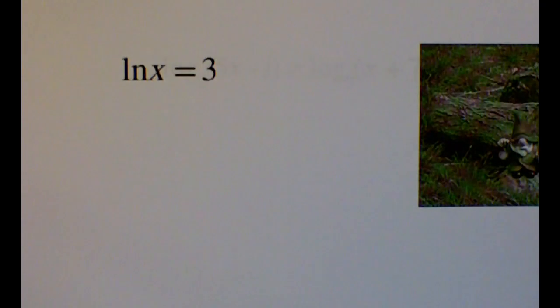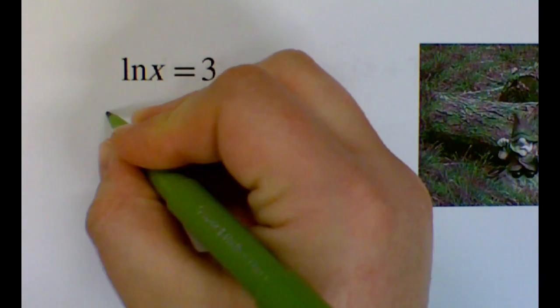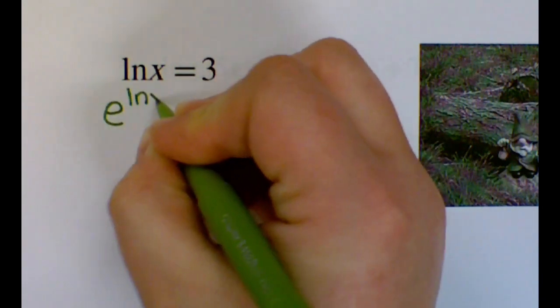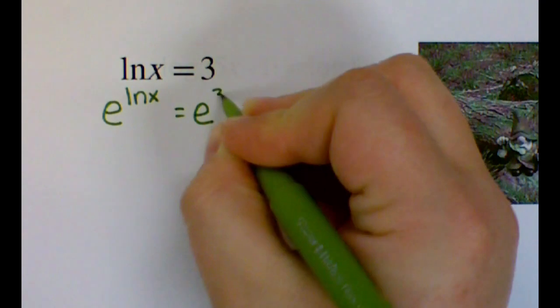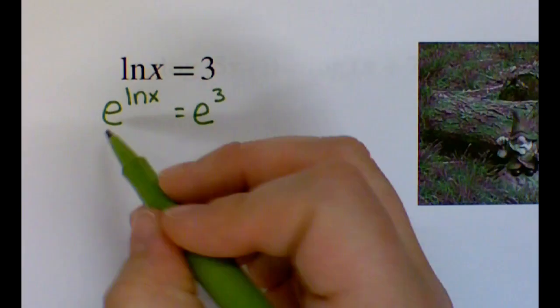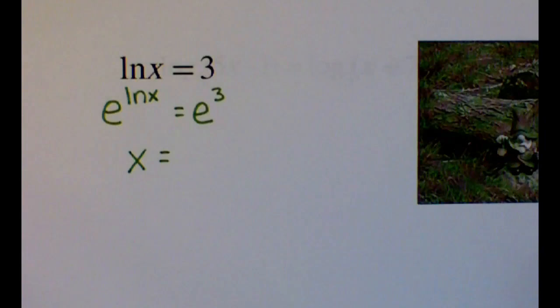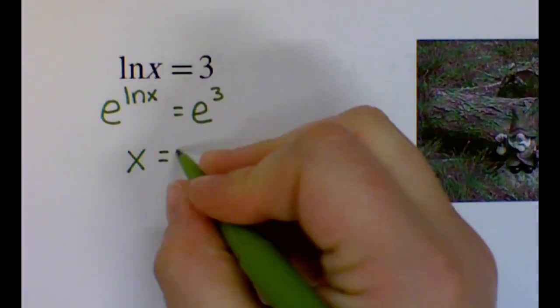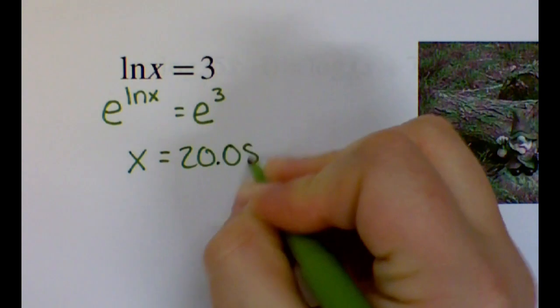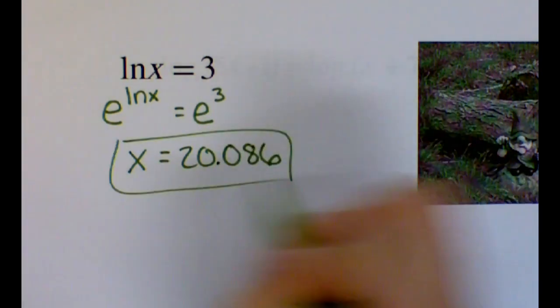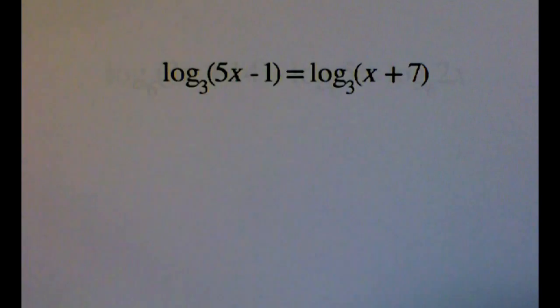So, natural log of x equals 3. Essentially what we're going to do is raise both sides as a power. Natural log has a base of e, so we'll go e to the power of natural log of x equals e to the third power. Well, e to the natural log of x power is just x. e to the third power is approximately 20.086. And then we're done.